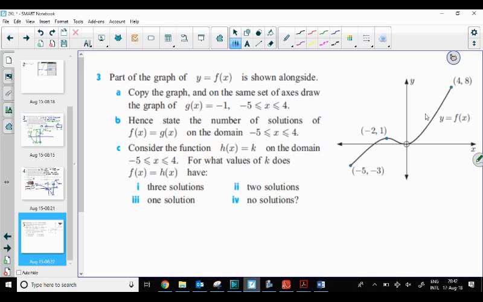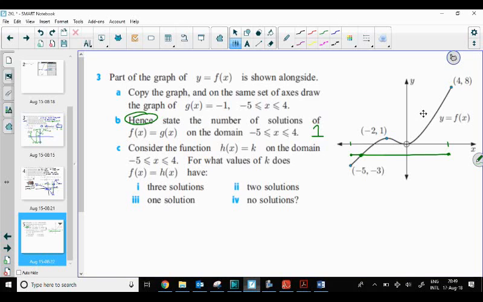And on the same set of axes, draw the graph g of x equals negative 1. So that's just going to be from negative 5 all the way to 4. We're going to have a horizontal line at negative 1. Okay, easy. Hence, one of my favorite IB words. Hence, using the answer from the previous part, state the number of solutions of f of x equals g of x. Well, clearly, there's only one in this case.